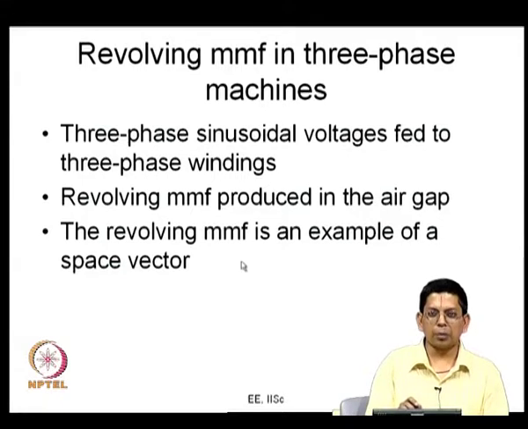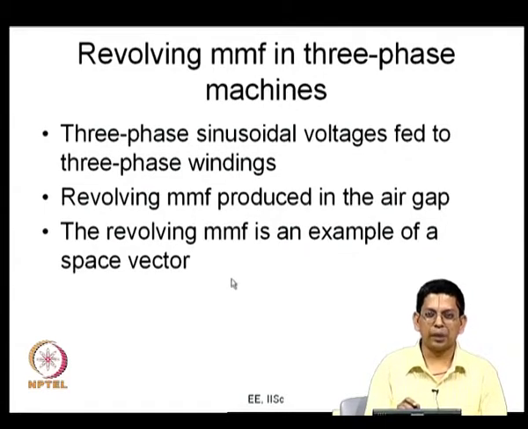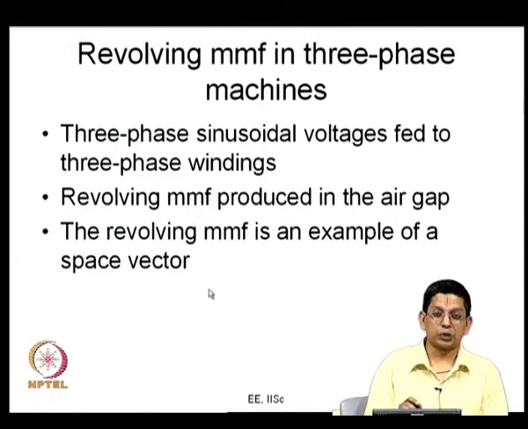And this revolving MMF, where does it revolve? It revolves in space. So, in some part of the air gap at some angle, you might find the peak of the magnetic field, where the flux density might be at its peak. It will gradually move around in space. So, this is a revolving MMF. It is actually a vector which really moves in space, and so you can call that an example of what a space vector is.